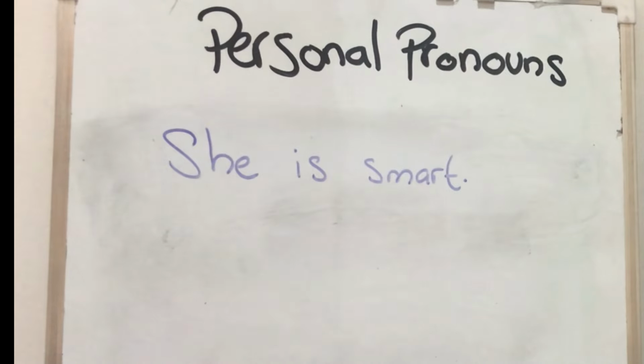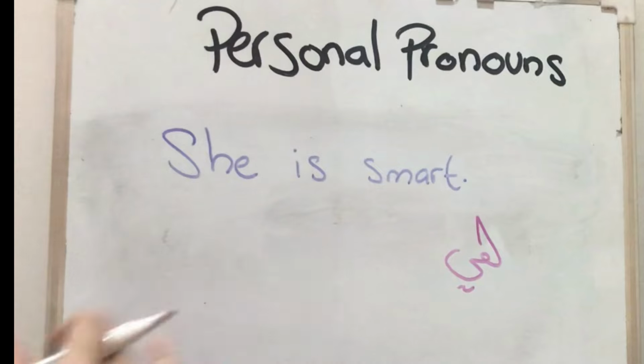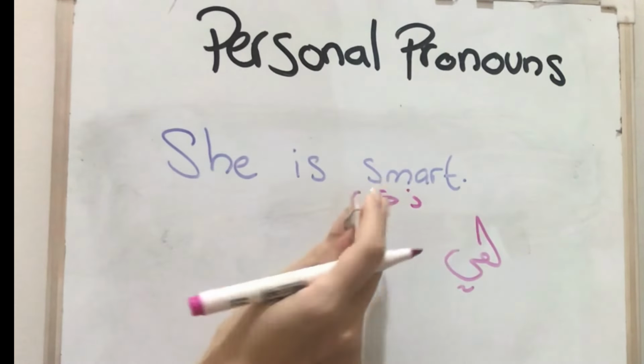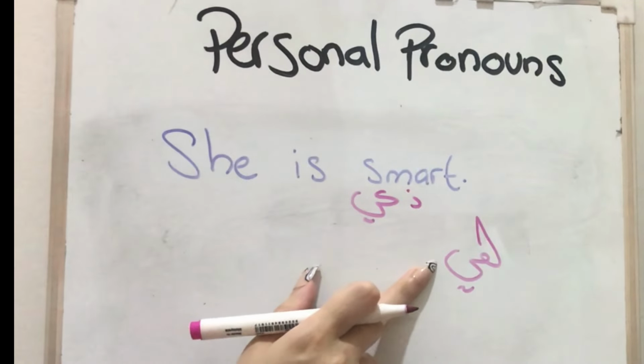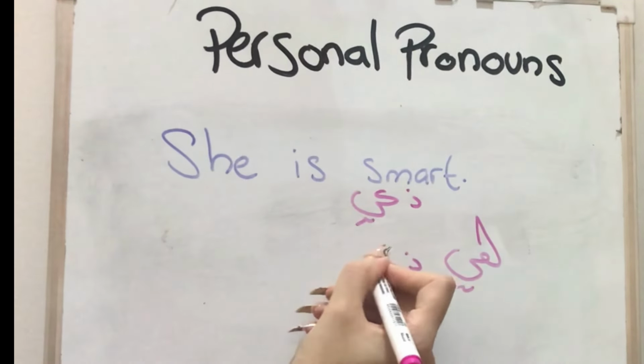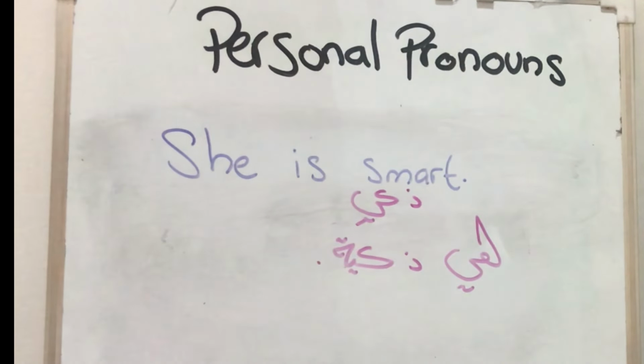She is smart. Pause the video and give it a try. She, for singular, is going to be Hiya. Smart is Zeki, but that's for masculine, not feminine, so it's going to be Zekia. Hiya Zekia. She is smart.